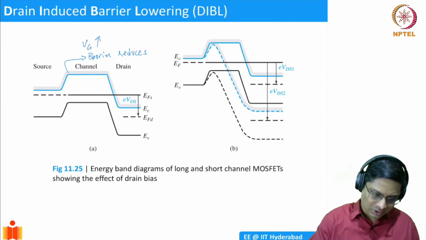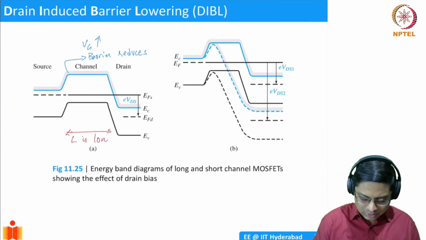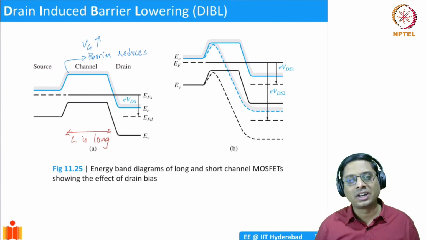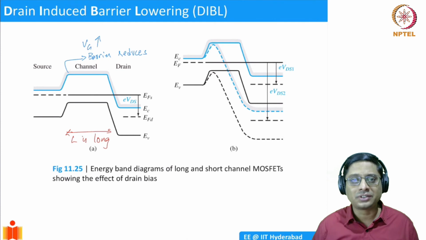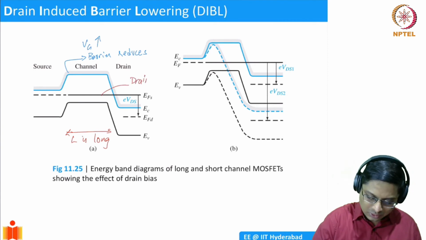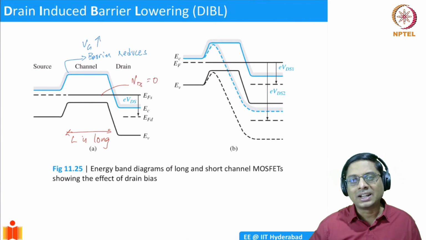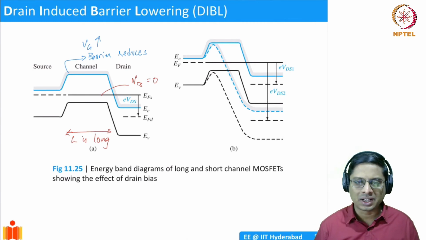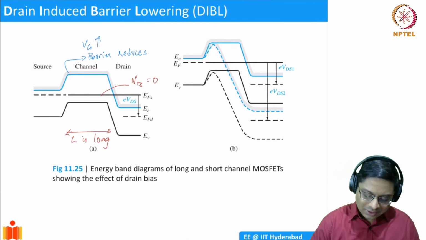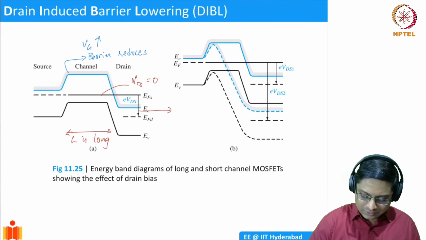Initially, if the channel length L is long, what will happen if I apply drain voltage? Let's say I'm applying a positive drain voltage, for NMOS devices. So what am I doing? This was the Fermi level at equilibrium, without drain bias, VDS equal to 0. But now I'm adding a drain voltage, I'm increasing the drain bias. And if I do that, I'm going to pull my Fermi level lower. Relative to the equilibrium case, this VDS is causing the Fermi level to come down. EF is lowered.